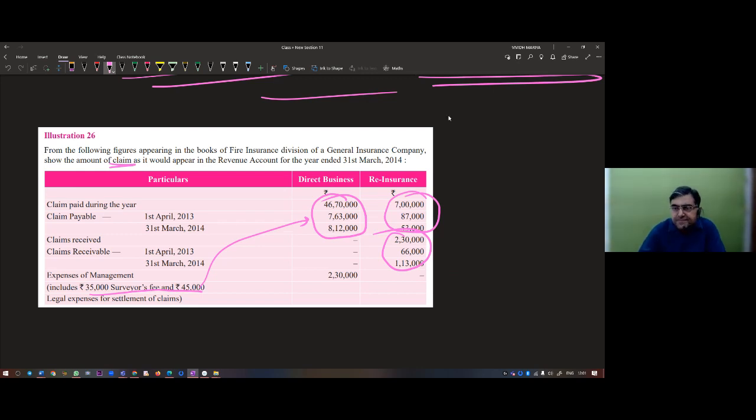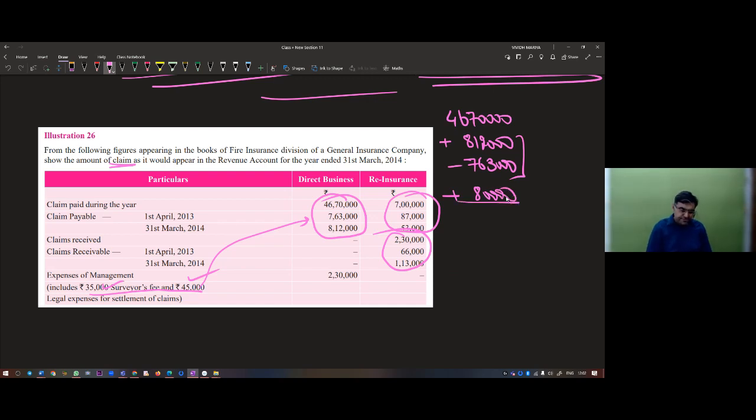I will do it. From cash, you have to convert to accrual: add outstanding at the end, less outstanding at the beginning. Plus you will do 80,000. Next is this one.